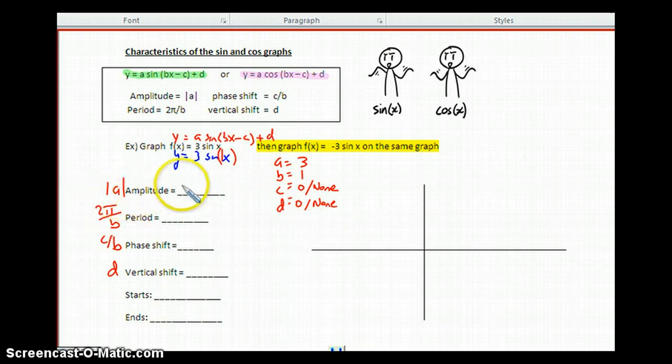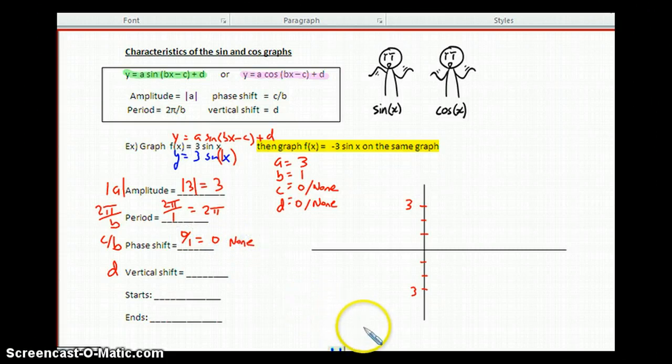So when I do the amplitude, it would be the absolute value of 3, which is 3. That means my graph is going to go up 3 and it's going to go down 3. When I do the period here, the period is going to be 2 pi divided by b. My problem has a b of 1, so my period is going to be 2 pi. That's going to tell me how far over I need to go to stop. My phase shift is going to be, in this case, there is no c, so 0 divided by b is 0. So I have no phase shift.